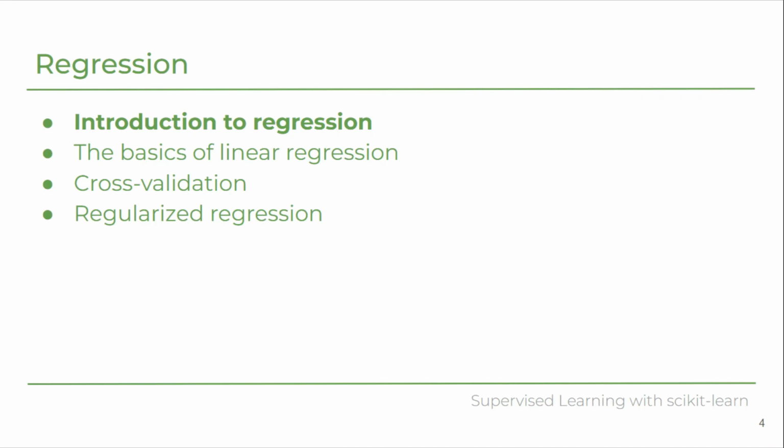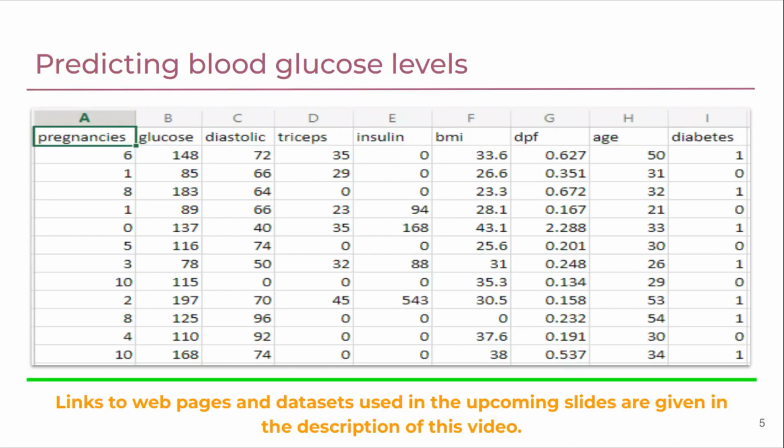In regression tasks, the target variable typically has continuous values, such as a country's GDP, or the price of a house. To conceptualize regression problems, let's use a dataset containing women's health data to predict blood glucose levels. It contains features including number of pregnancies, triceps skin fold measurements, insulin levels, body mass index, known as BMI, age in years, and diabetes status, with 1 indicating a diagnosis, and 0 representing the absence of a diagnosis. Links to web pages and datasets used in the upcoming slides are given in the description of this video.